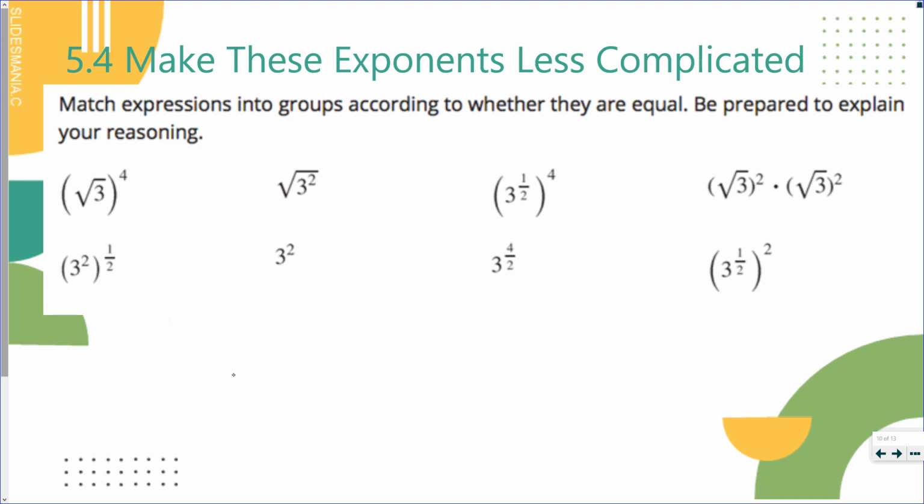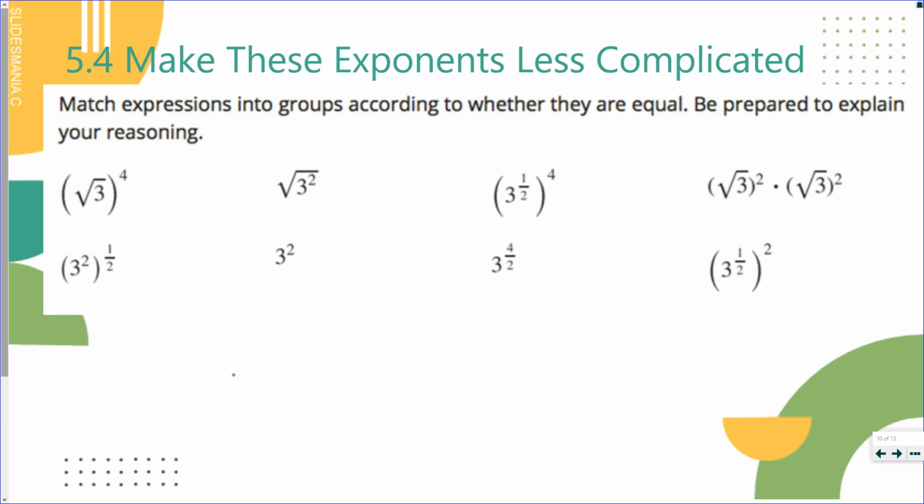So again, see the connection between the negative and the reciprocal. Okay. Match expressions in the group according to whether they are equal. Ooh, fun. This ought to be interesting. So I suppose what we'll do is, now we could have multiple groups. This doesn't say we're going to get 2 groups. We could potentially have more groups. So let's see what we have.